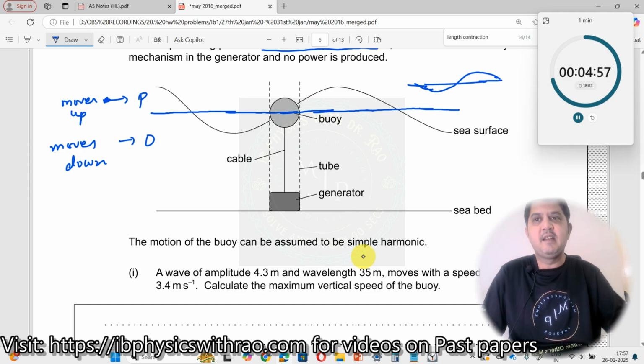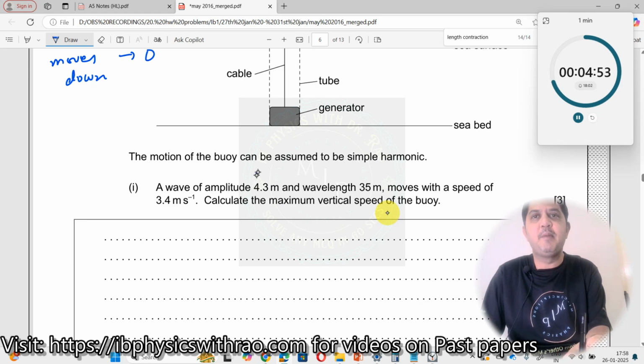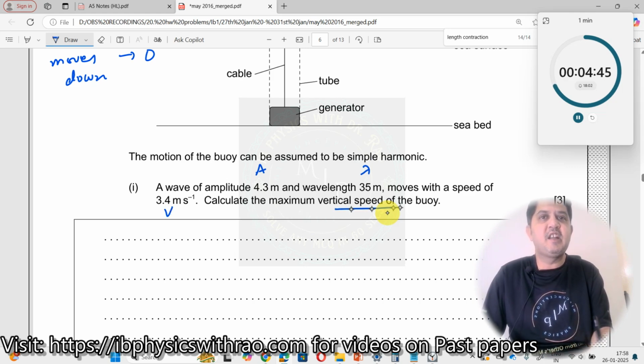Then a wave of amplitude 4.3 meters, and 4.3 meters is the amplitude, and wavelength 35 meters. Lambda is given, and the speed of the wave is also given. Calculate the maximum vertical speed of the buoy.